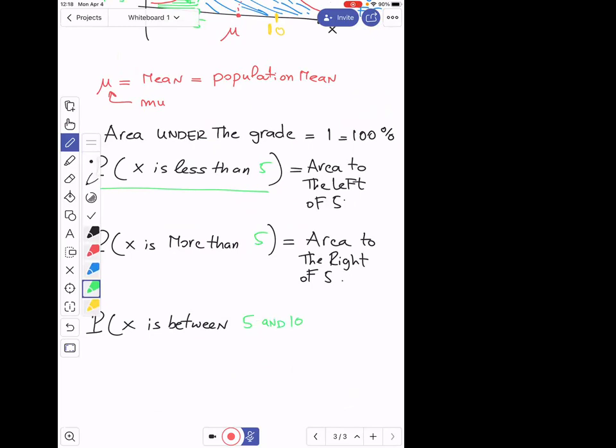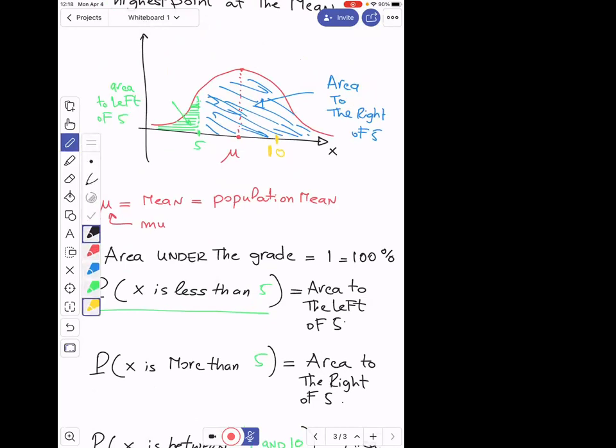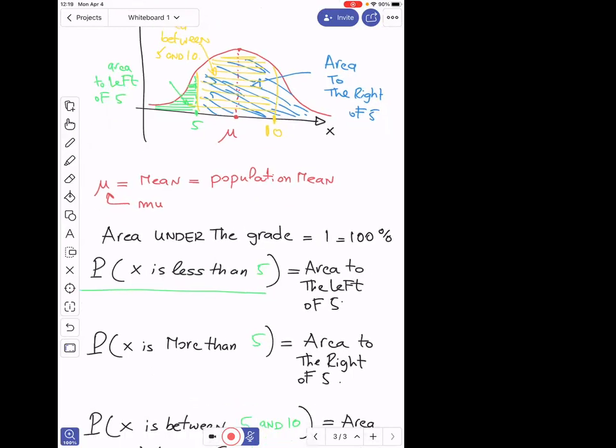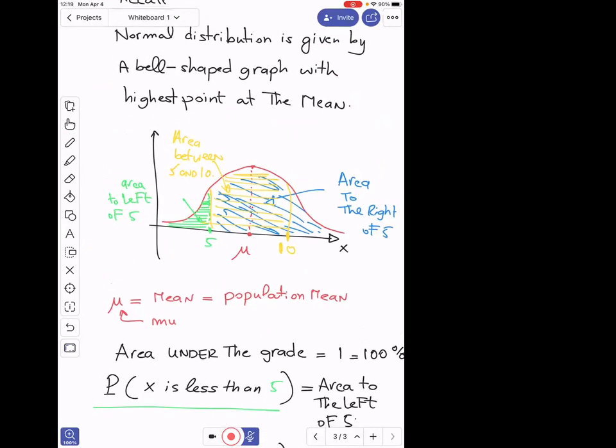Then this probability corresponds to the area between 5 and 10. So that will be the area between the two numbers. Let's say this is 10, this is 5. So the area between 5 and 10 would be this one, right? This is the area between 5 and 10.